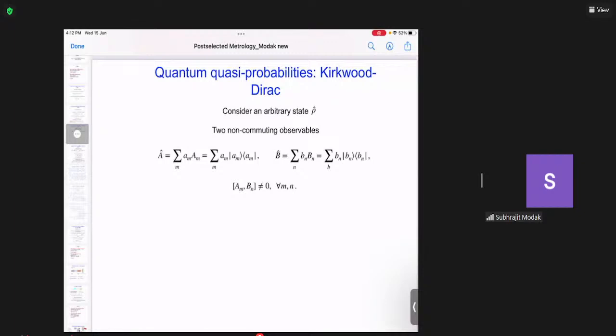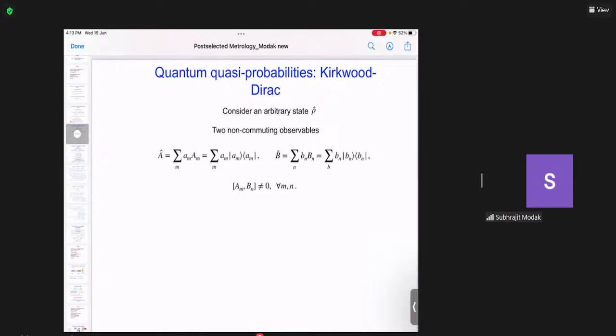Let me tell you. I am bringing up the Kirkwood-Dirac distribution not as a general scenario, but just to investigate our case. You can recall other quasi-probability distributions, but here I will focus only on Kirkwood-Dirac. Suppose you have an arbitrary state and two non-commuting observables, A and B, and I impose a more restricted condition: not only are A and B non-commuting, the members that constitute A and B are also non-commuting, that is, A_m and B_n are non-commuting for every m and n.